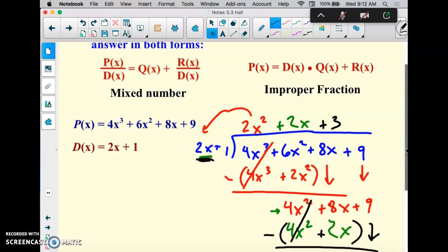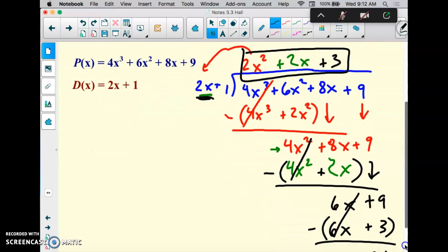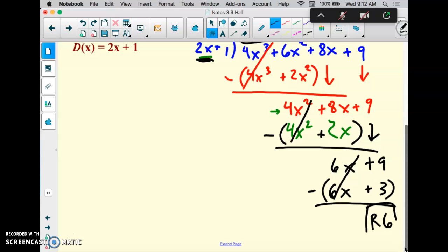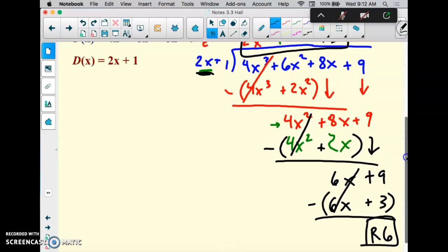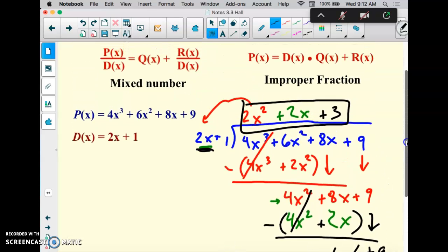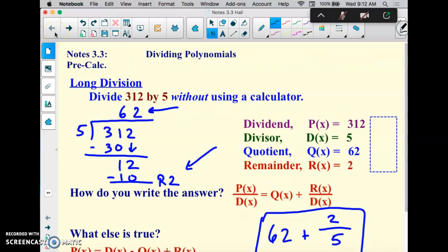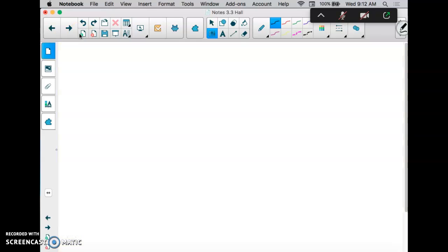Now they're asking for both forms. Here is what I ended up with: 2x squared plus 2x plus 3, and a remainder of 6. I also know my divisor and my dividend, so let's write down everything. The mixed number form starts with Q of X, your quotient. That's your solution.